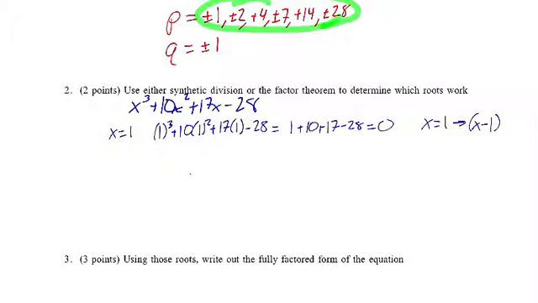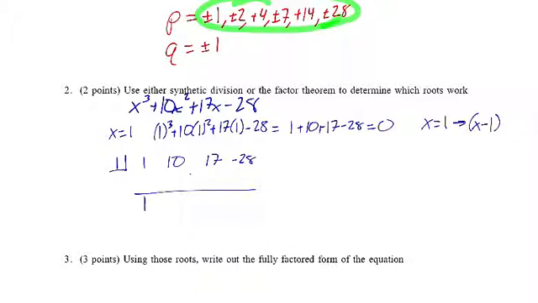Now to find some other ones, we can keep testing out a whole bunch of them, or we can use synthetic division. Once we know one of the roots, we can just factor that out to find the other ones. So I'm going to factor that out. So I'm going to put 1 in the box, and then we're going to use the coefficients of 1, 10, 17, and negative 28 to see if we can factor this down to something smaller.